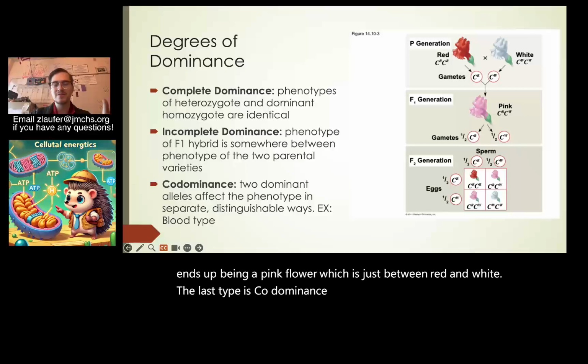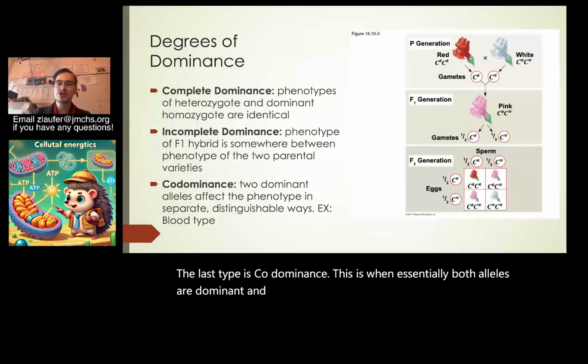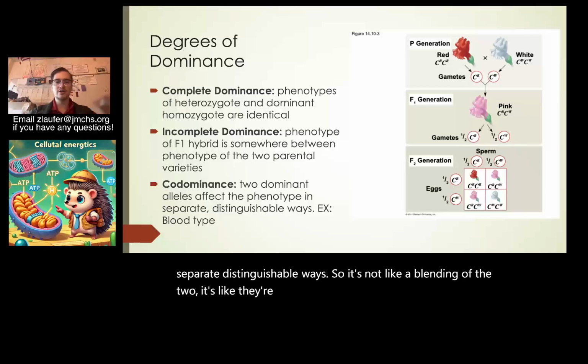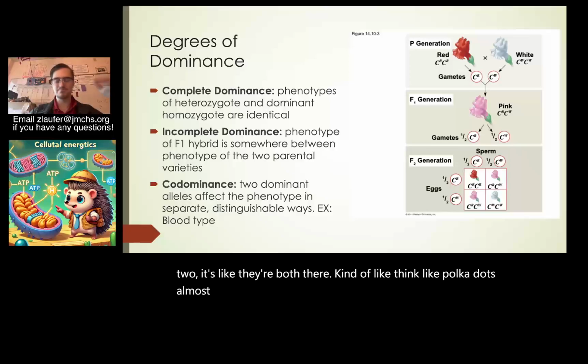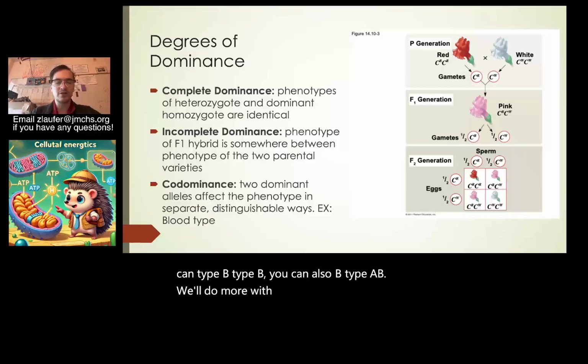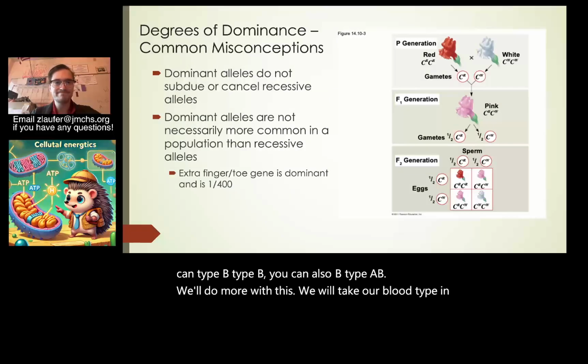This is when essentially both alleles are dominant, and they will both show up in the phenotype in separate, distinguishable ways. So it's not like a blending of the two. It's like they're both there. Kind of like polka dots almost. The human example is blood type. You can be type A, you can be type B, you can also be type AB. We'll do more with this. We will take our blood type in February.